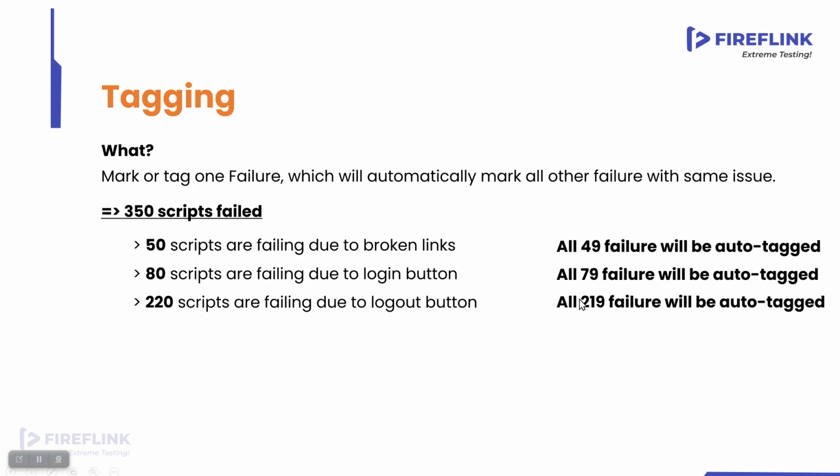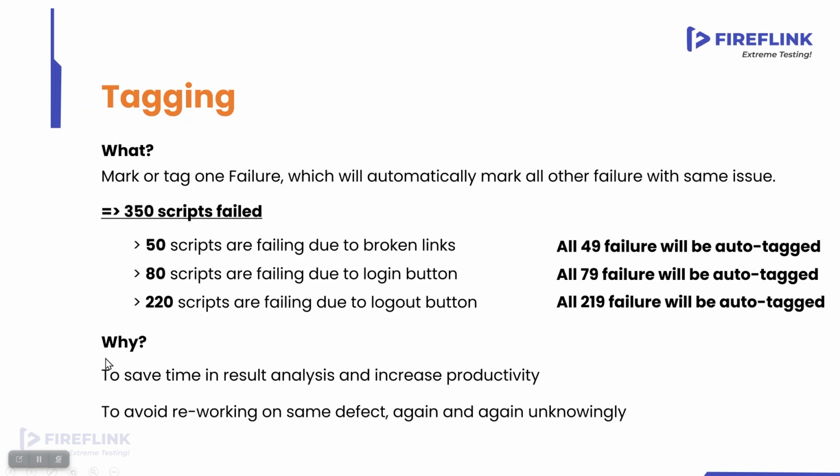So what will happen to all other failures? They will be automatically tagged, so I will not work on the same failure again and again. You can ask me why we need this tagging. Here we are saving time in result analysis. I am drastically reducing the time in result analysis so that productivity increases, and we are avoiding rework on the same defect again and again.